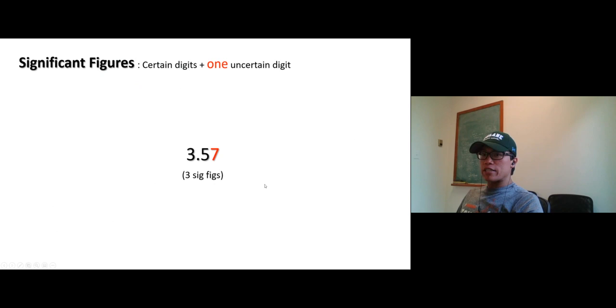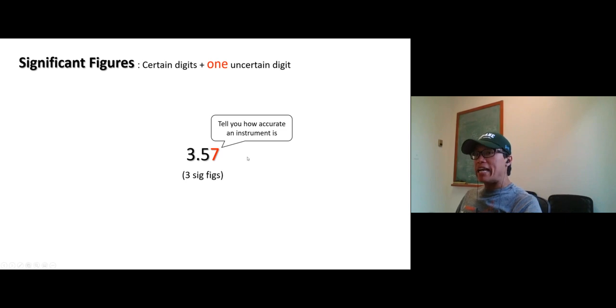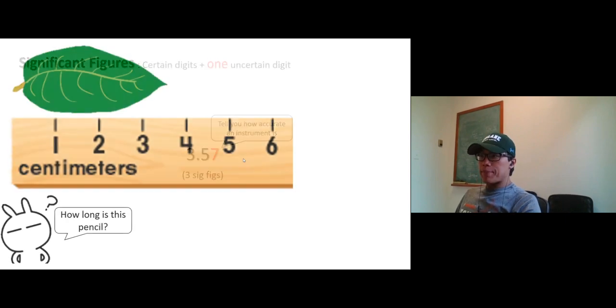Okay. All right. So one more time. The significant figures are the certain digits plus one uncertain digit. Okay. So the last digit. How far the measurement can go tells you how accurate an instrument is. All right. So I'll give you some examples.